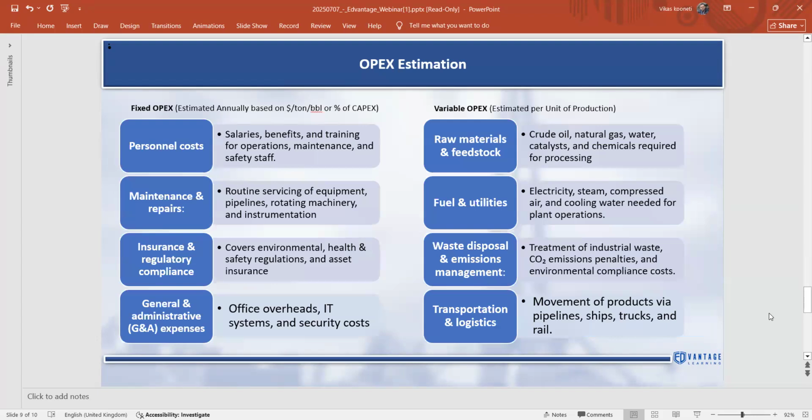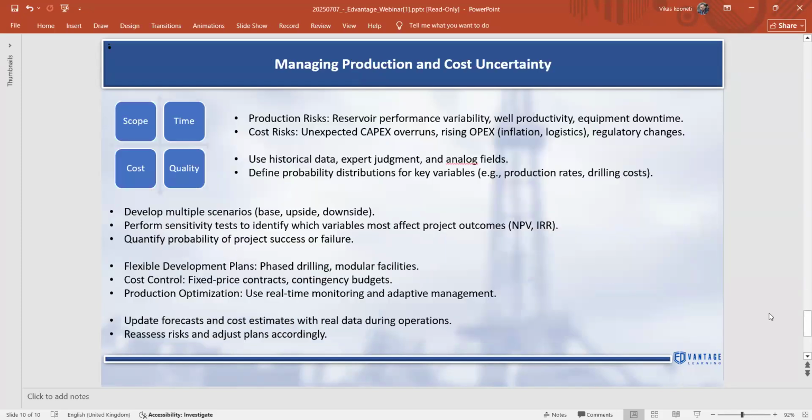Again, fixed OPEX and variable OPEX is simple, right? Fixed includes personnel cost, maintenance, insurance, and G&A obviously, and variable is uncertain. Fixed are the numbers you would have, maybe just increasing with a certain percentage every year, which is applied by the company or by yourself. But the variable OPEX is not in your hands. It changes with time or market conditions, right? Those are the things.